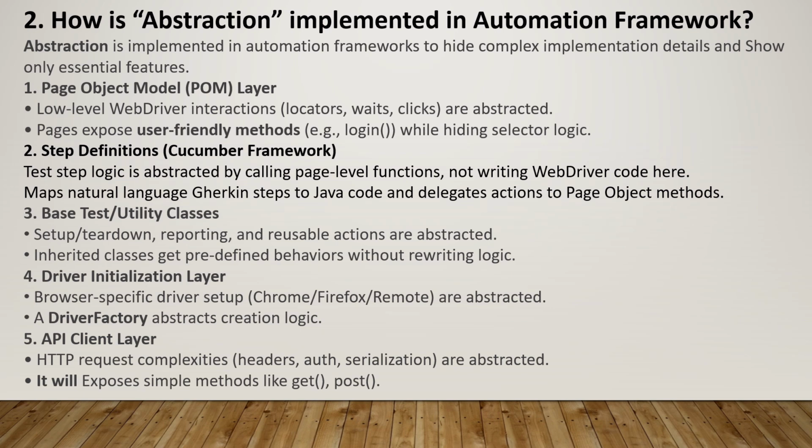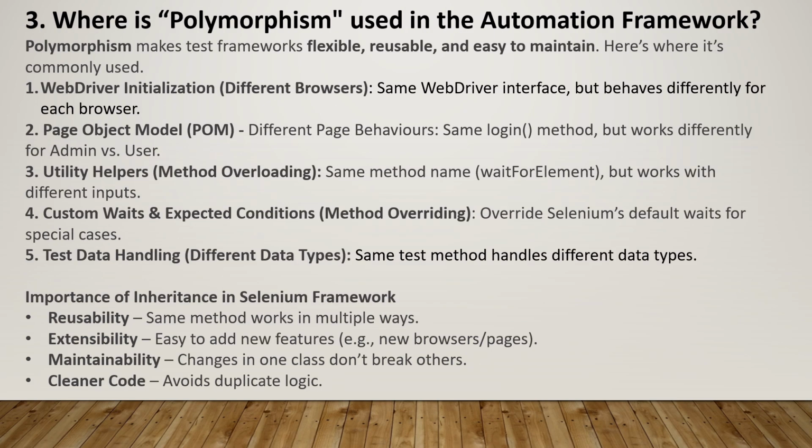Then fifth, the API client layer. HTTP request complexities, such as headers or serialization, are abstracted. It will expose simple methods like get and post. In this way we can use abstraction in our automation framework. Let's move to another question. Next question is, where is polymorphism used in the automation framework?